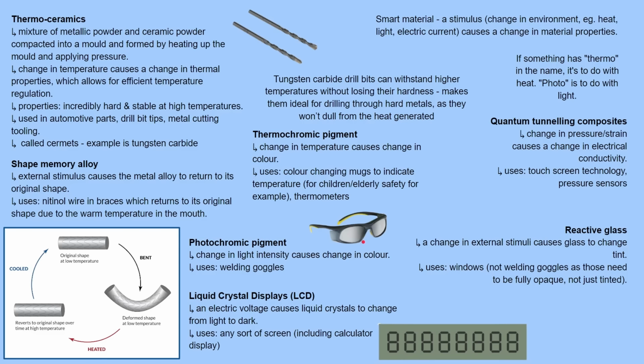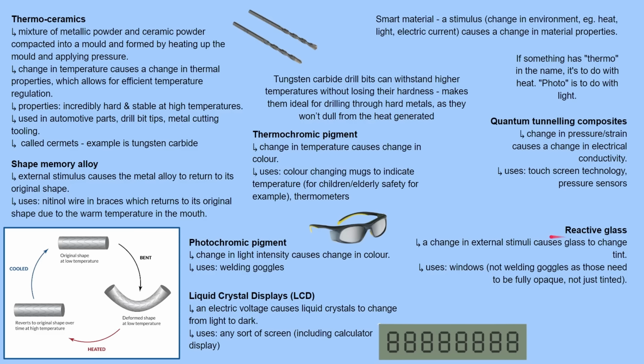if the spark from the welding causes a lot of light, the goggles can immediately switch to a darker color to try and block out that light. Then LCDs, liquid crystal displays: an electrical voltage causes liquid crystals to change from light to dark. So here they're used in screens, TV screens, calculator screens, etc. Then quantum tunneling composites, QTCs. Here, a change in pressure or strain causes a change in electrical conductivity. So used in touchscreens and pressure sensors.